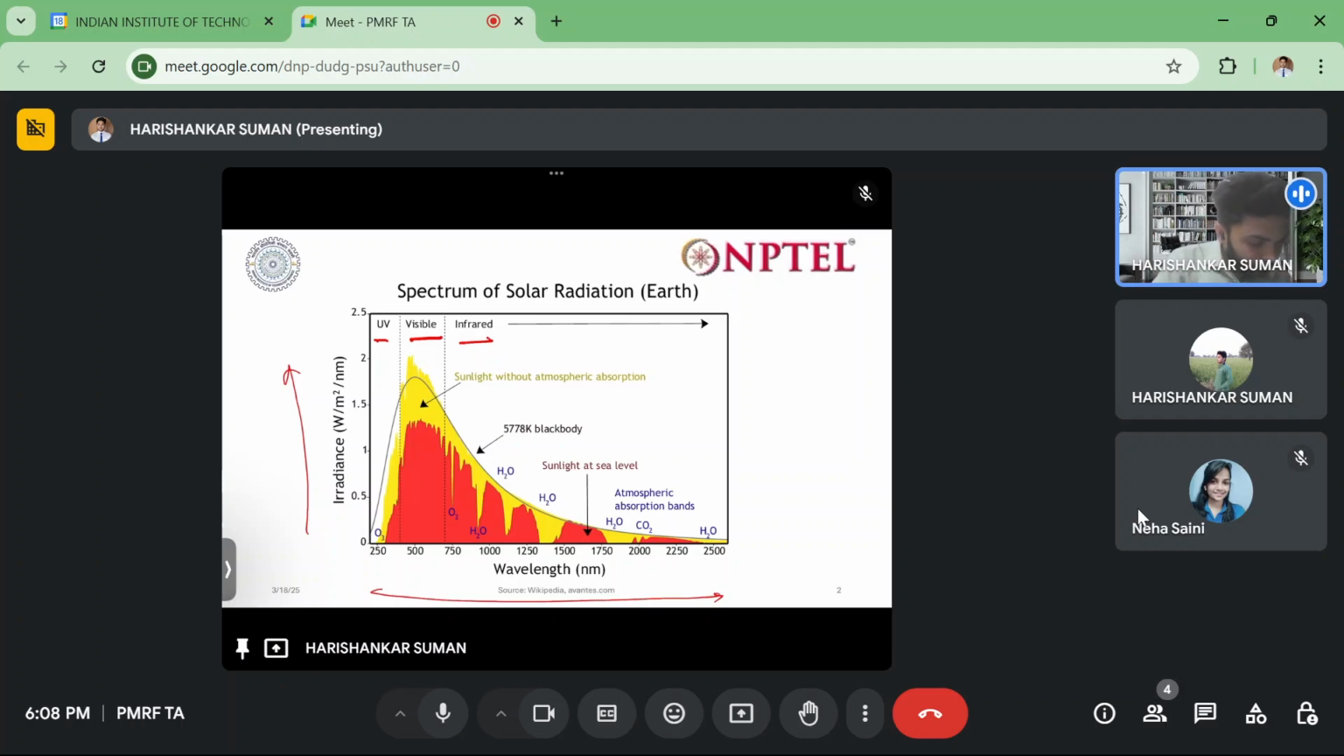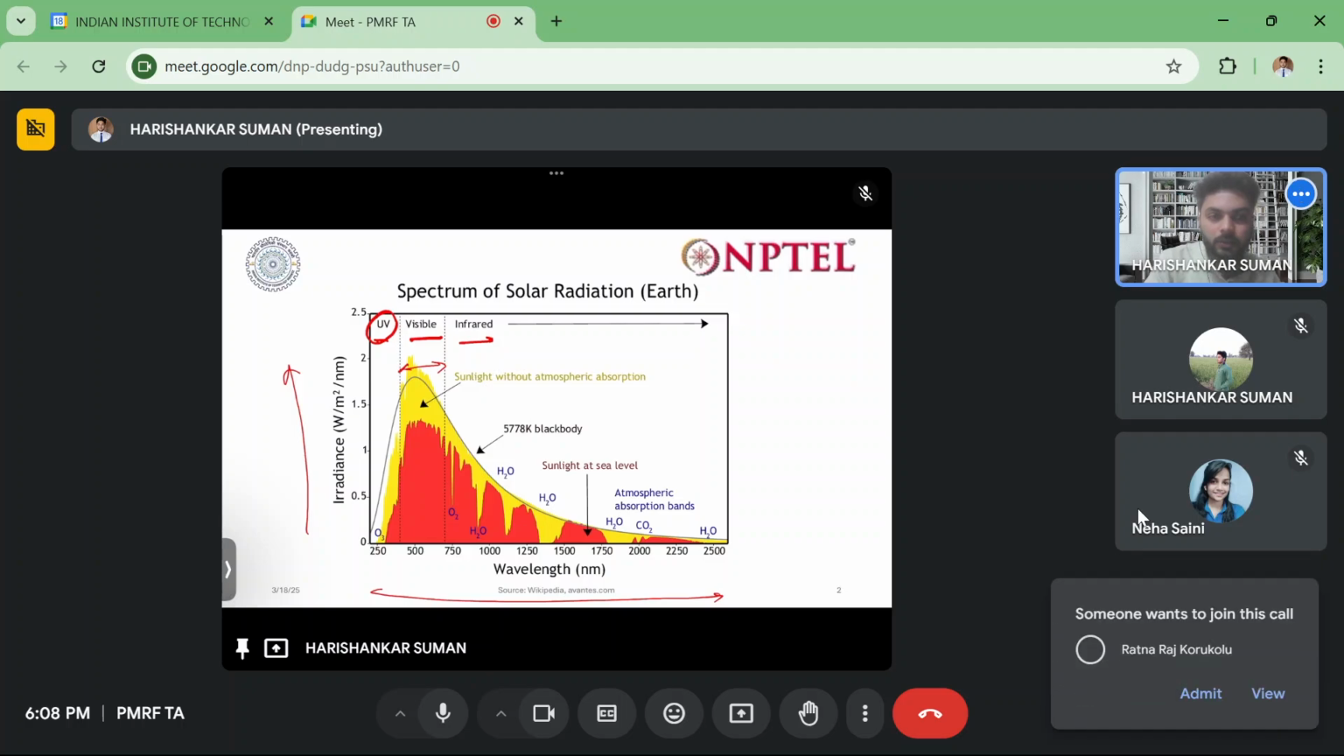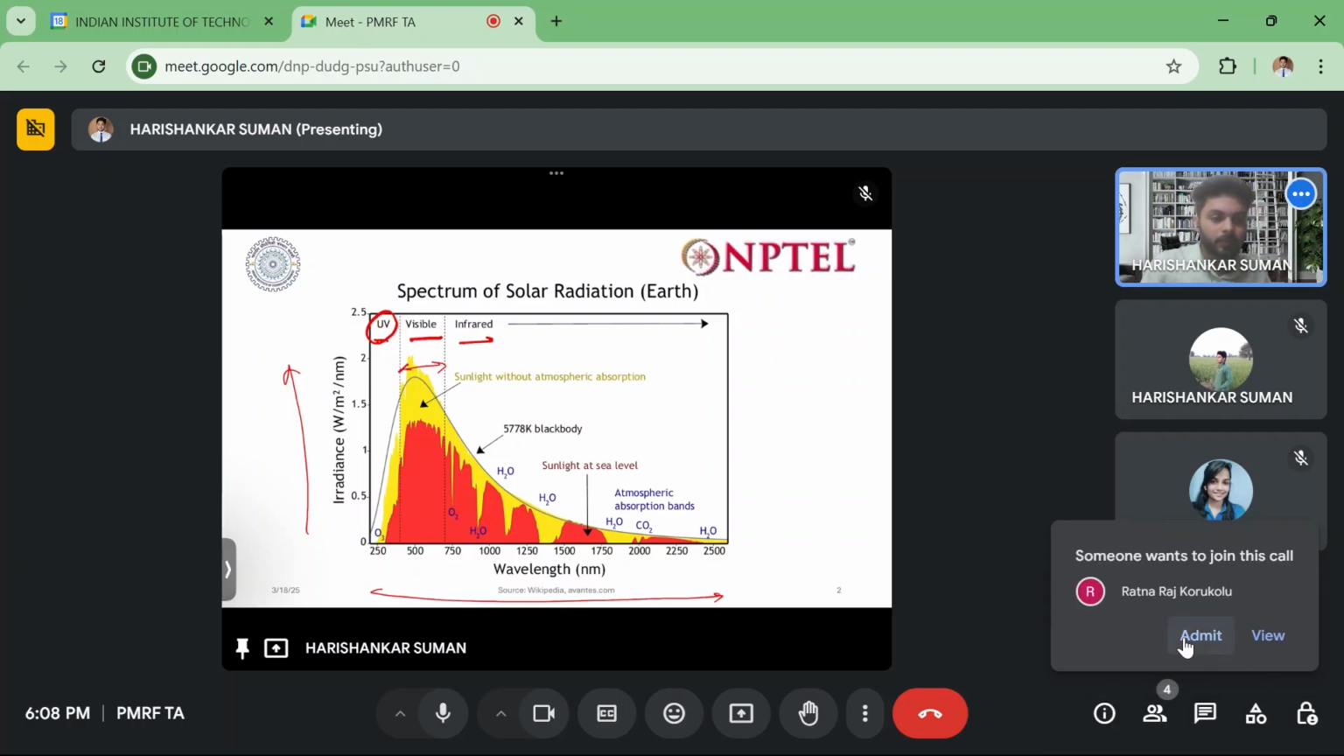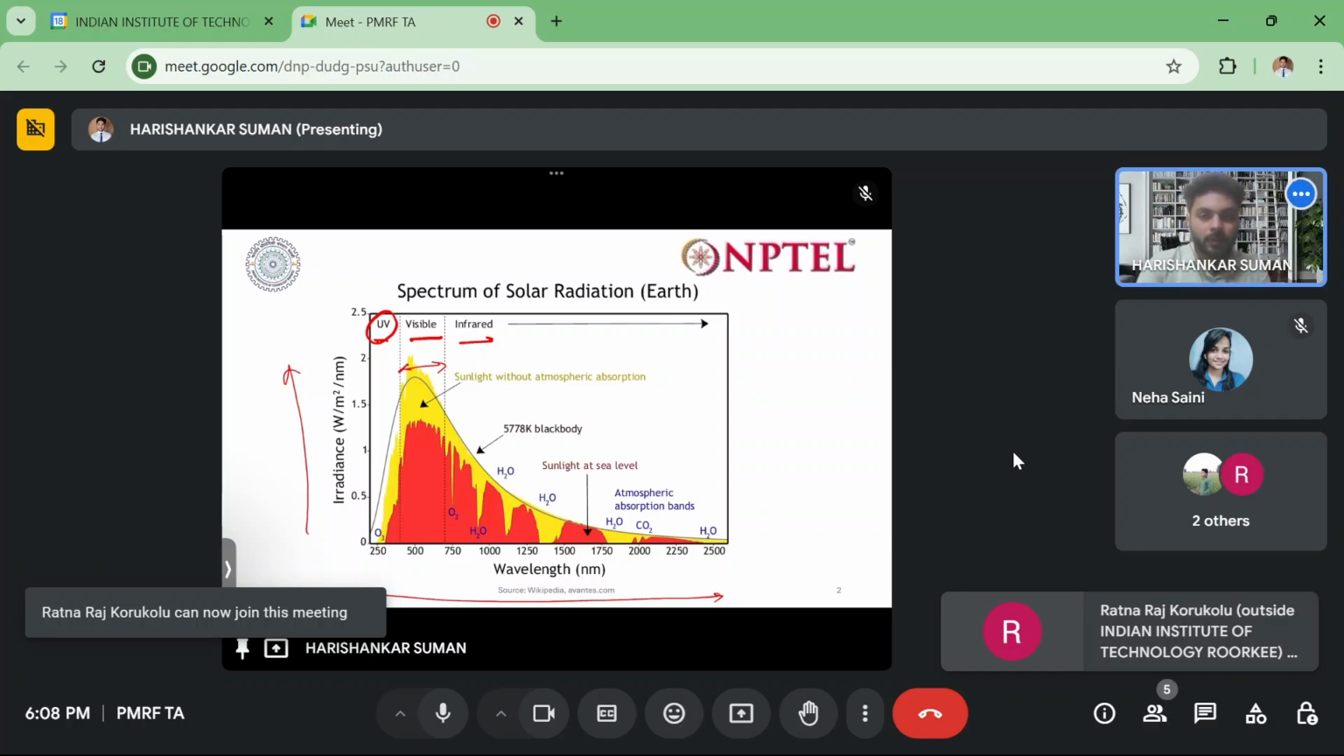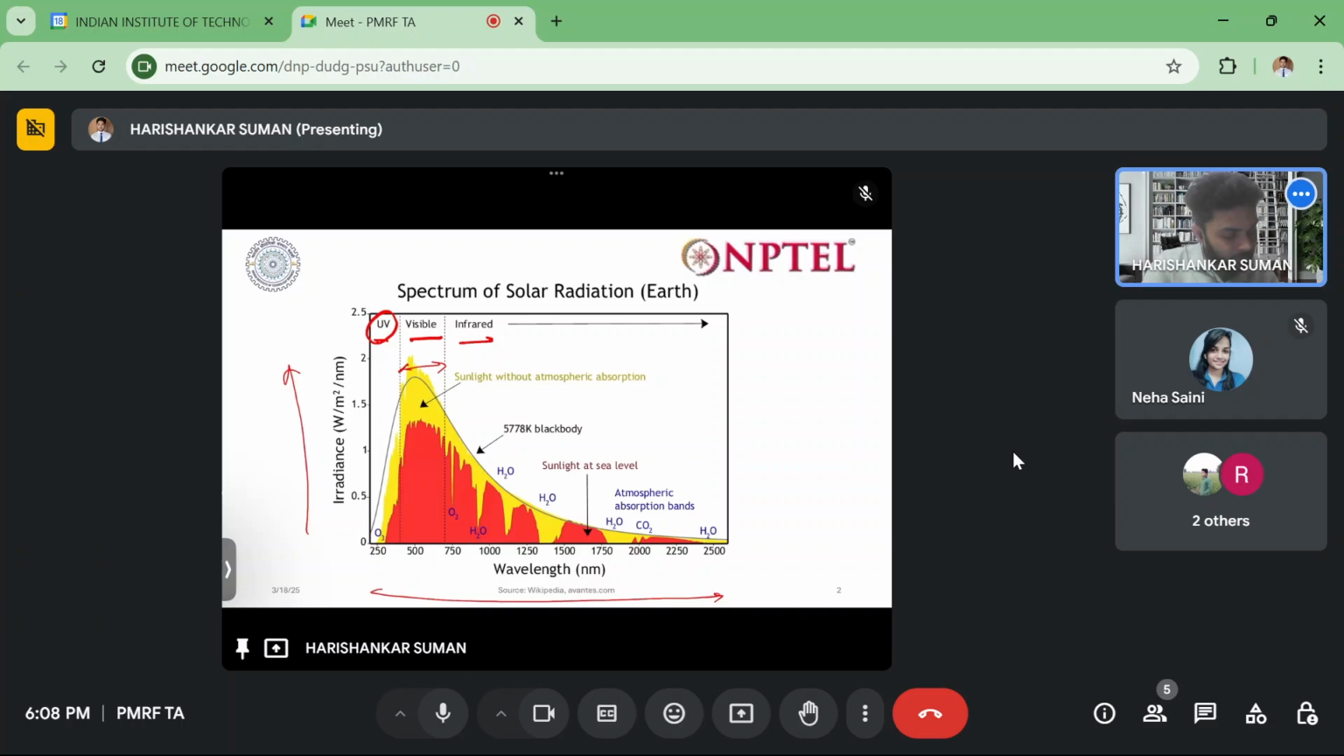So in the UV range, you can see the irradiation is less. In the visible range, the spectrum or irradiance is maximum, you can see. Okay, so if we make our solar cell with a band gap that lies in the visible range at maximum irradiance, it will give maximum current.